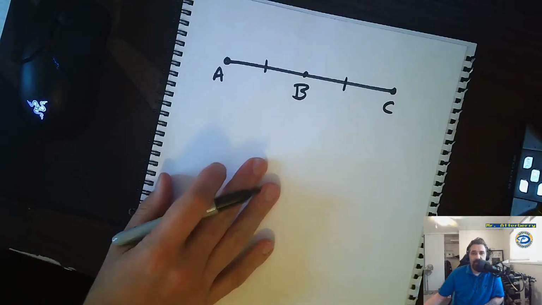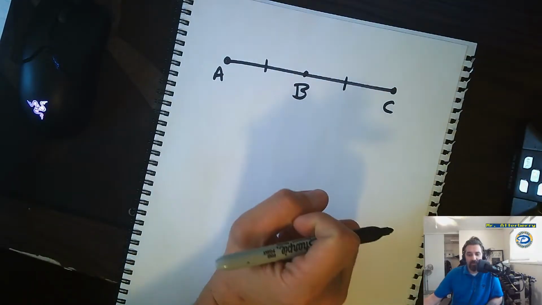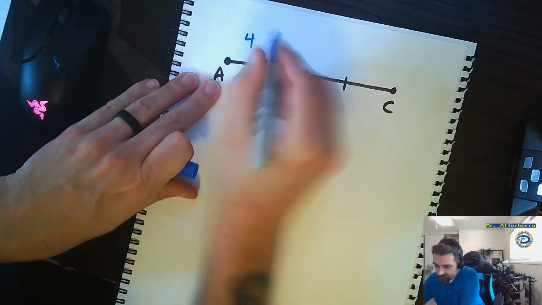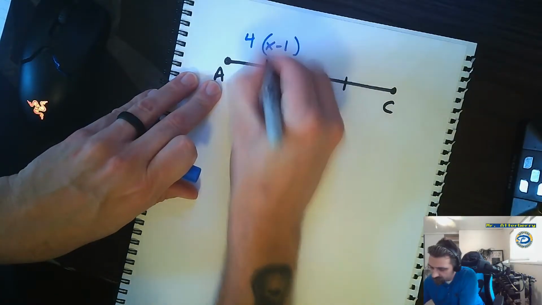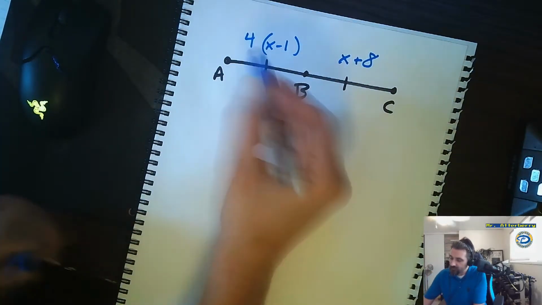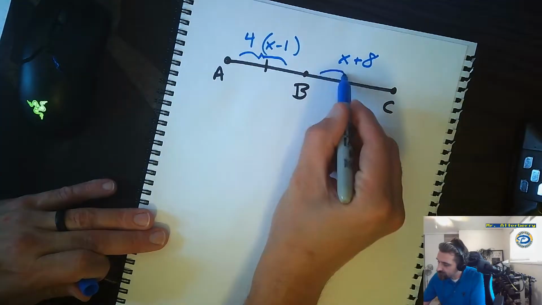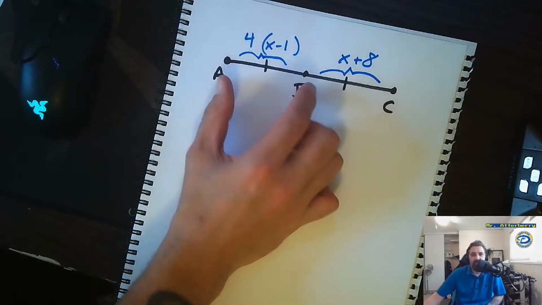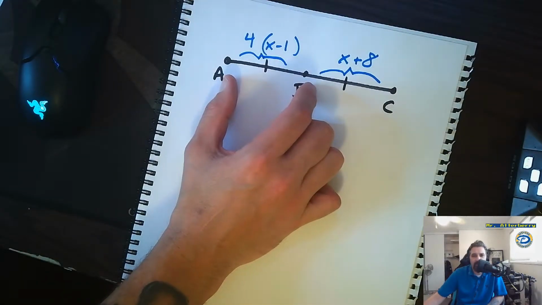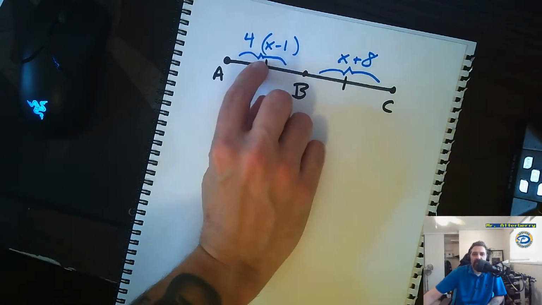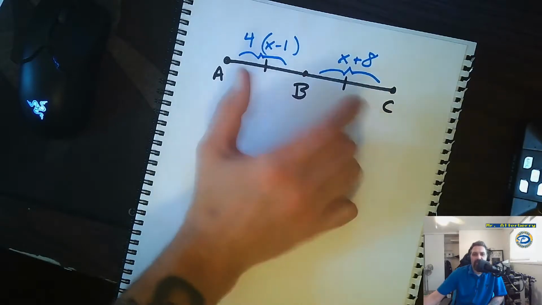So we had a line, and it was showing that there were two equal line segments. AB and BC are equal. Then they gave us this information. They said this section from A to B is 4 parentheses x minus 1. That's 4 times some number minus 1. And this says that same number from here, adding to 8, will make these two pieces equal.